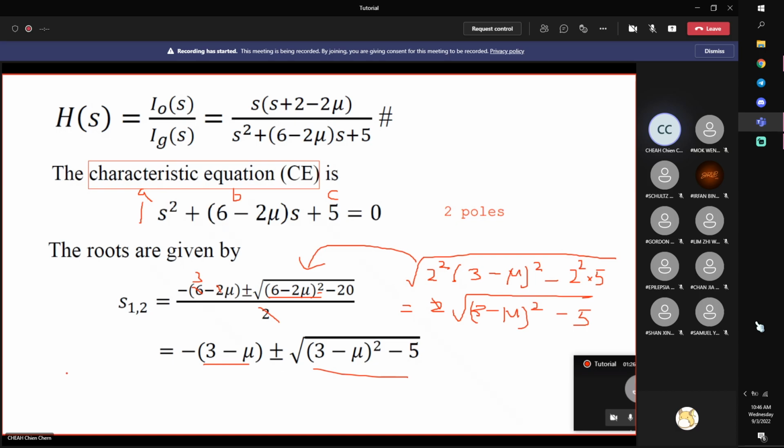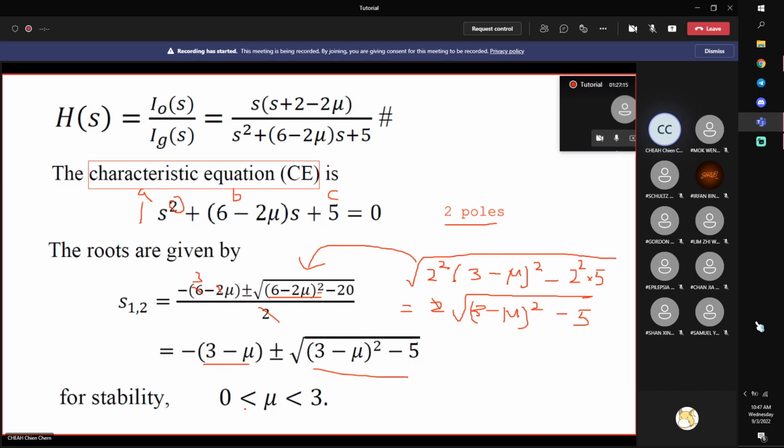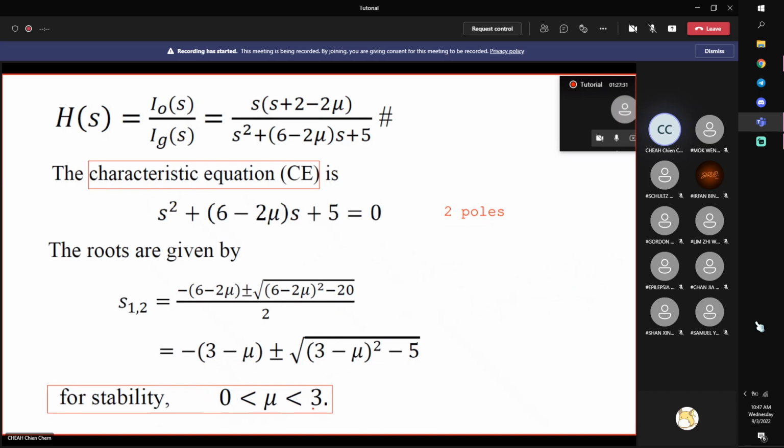Now remember, these are the poles. These are the two poles, second order. There are two of them, one is plus, one is minus. And these poles must be on the left half plane in order to be stable. In order to be on the left half plane, we must ensure that mu is less than 3. And mu greater than 0 is imposed by the question. So mu must be less than 3. If not, it will be unstable.